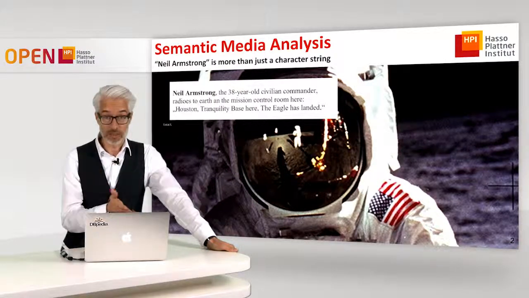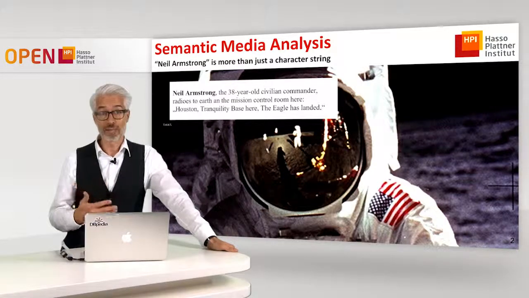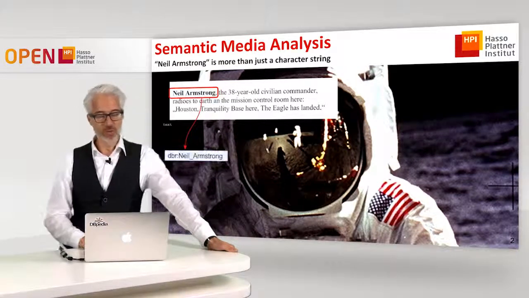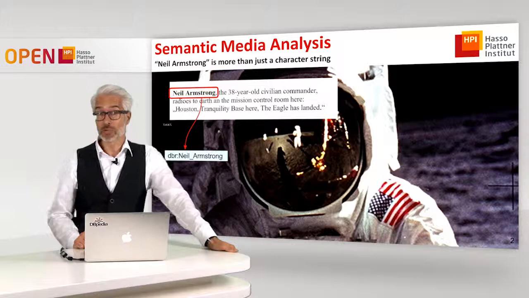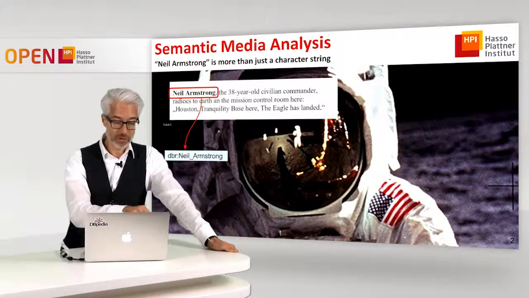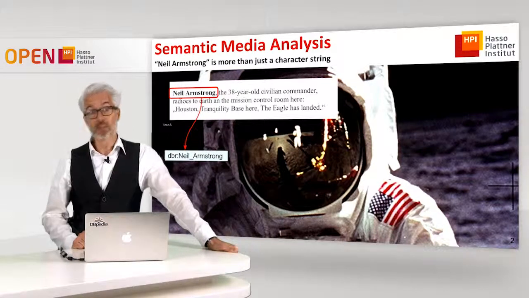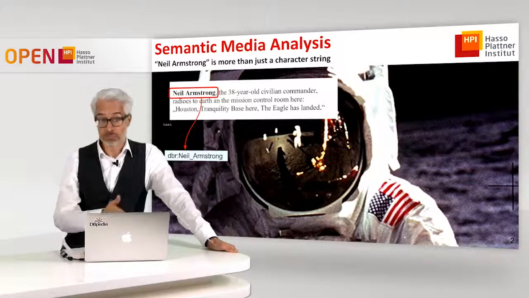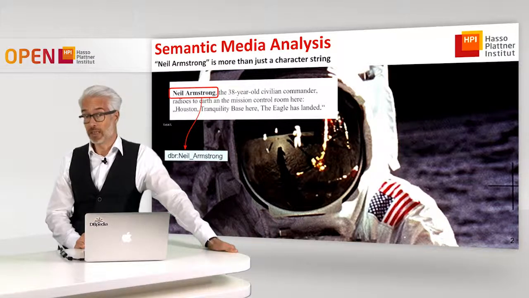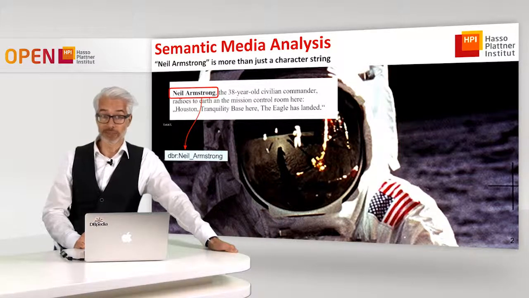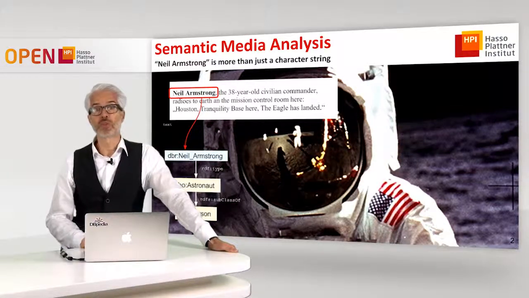So Neil Armstrong in that case is much more than just a character string. And if you try to semantically annotate it, then of course you could do this with an entity of the knowledge base. And as a knowledge base we could use DBpedia. So for example, take Neil Armstrong here, annotate it with the Neil Armstrong entity from DBpedia. What does that help? So this up to now is simply a URI. So it's http://dbpedia.org/resource/Neil_Armstrong. But in the context of the knowledge base, you will get much more information about Neil Armstrong.